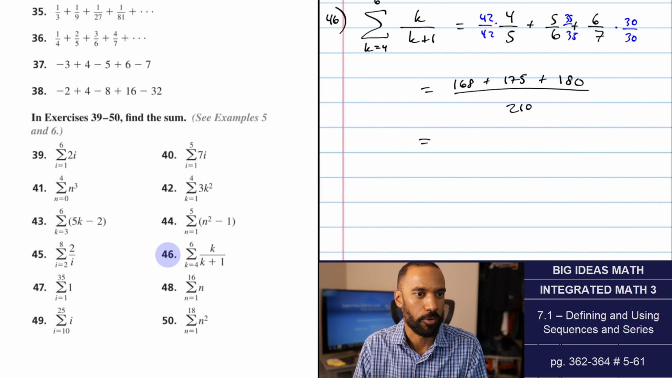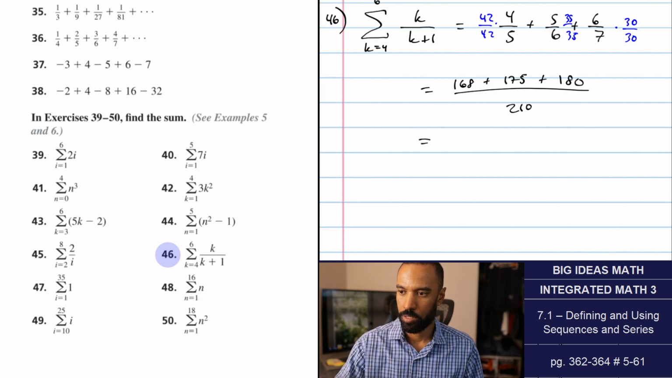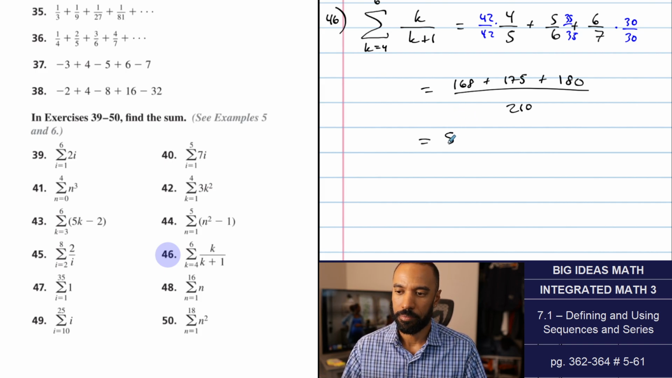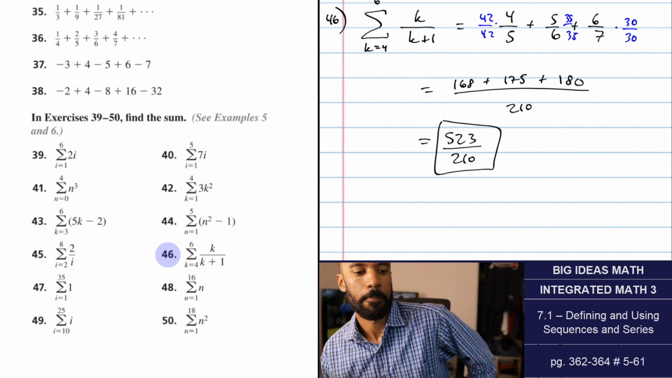I'm going to use the calculator. I don't want to mess up. 168 plus 175 plus 180. So that's 523. So 523 over 210. And 523 might be a prime number. I don't think it's going to reduce with that, so we'll leave it.